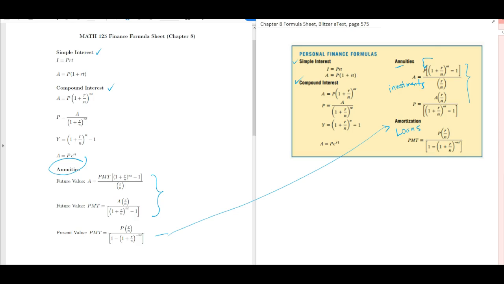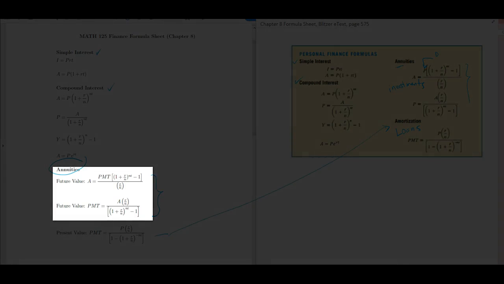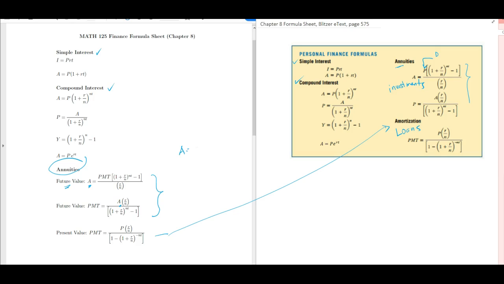Okay, P is the deposit. Instead of P, you can use D if you want. A is the accumulated value or the future value. And that's why it's called future value here, because of that A. A is accumulated value or the future value. But in the context of the book, in what we learned, we used the word annuity for investments. Strictly speaking, it's an investment annuity.